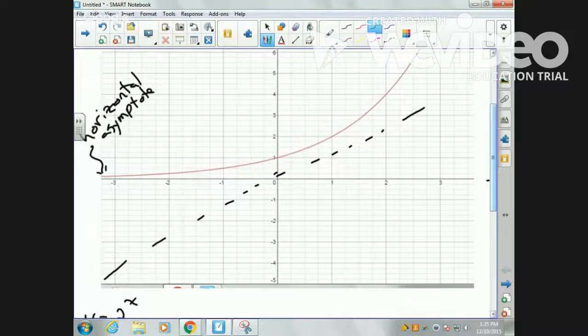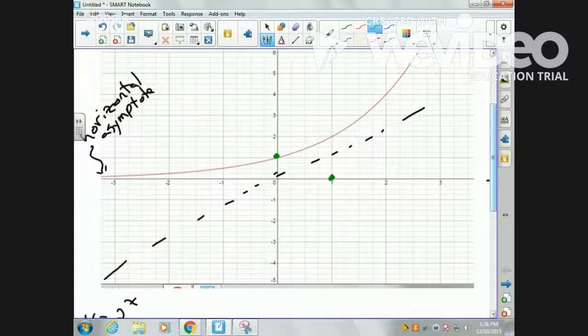So here's the point (0, 1). When we reflect that in the line y equals x, the x and the y values change, and we get the point (1, 0). Again, we could do that for a couple other points if we wanted to make sure.